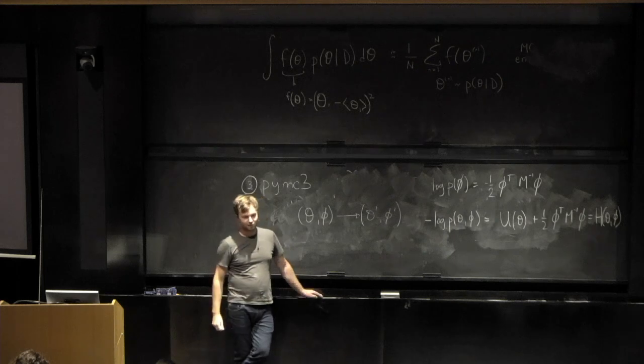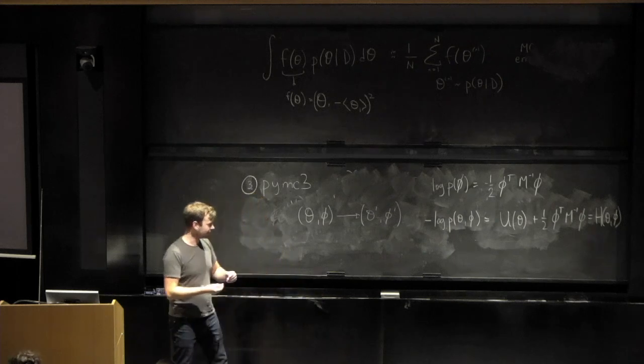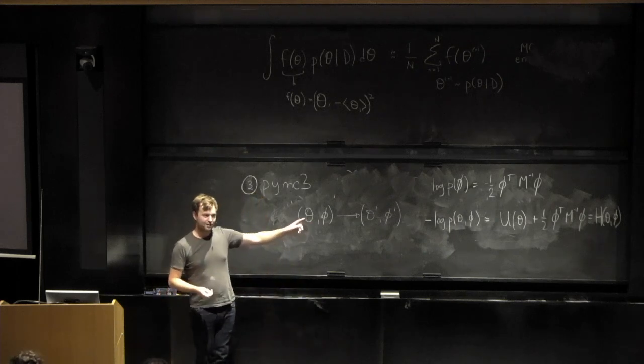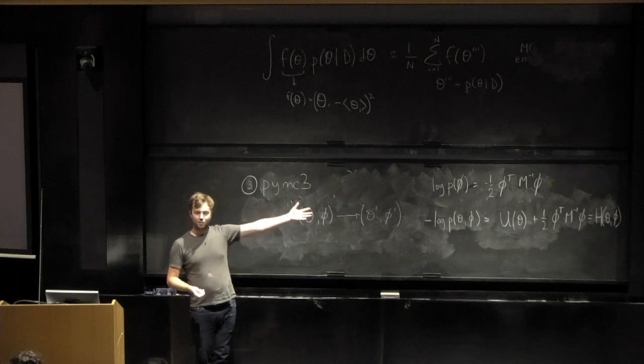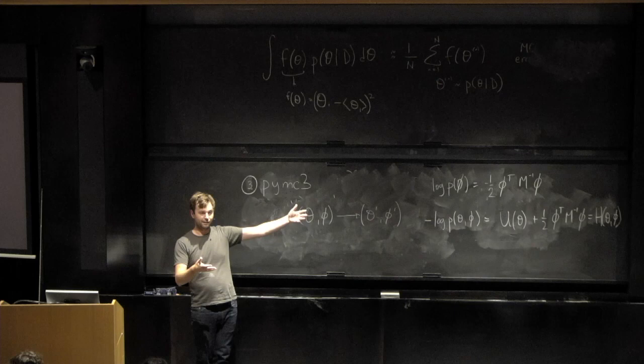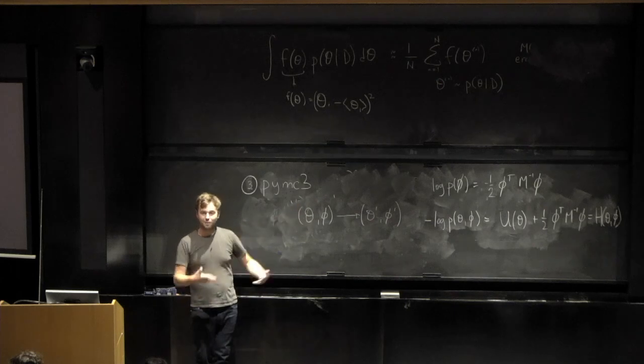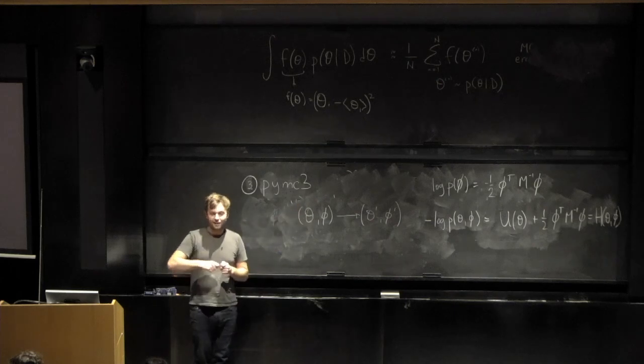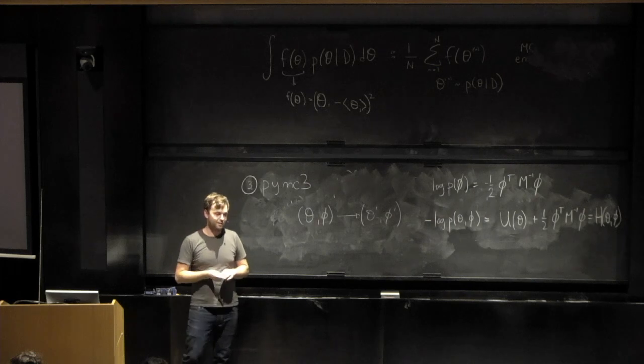And that's the thing that's crazy about Hamiltonian Monte Carlo: doubling the number of parameters ends up giving you a much more efficient sampler. You don't have an acceptance probability of 20%, you have an acceptance probability of 100%, and you're able to move further in parameter space.